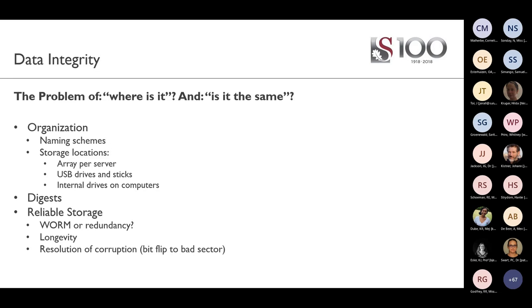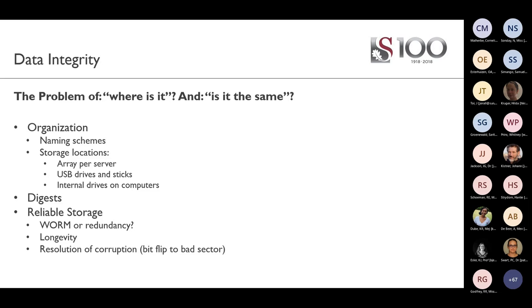Is it the same? We can do that with what are called digests. There's SHA digests and MD5 digests. They create a long hexadecimal character string that tells you what the bytes are in a file. And if so much as one bit of that file is changed, it will change the digest sum. Now, there are some what are called hash clashes where you get the same digest even though a bit has been flipped. Those are unusual, rare, but they do happen.